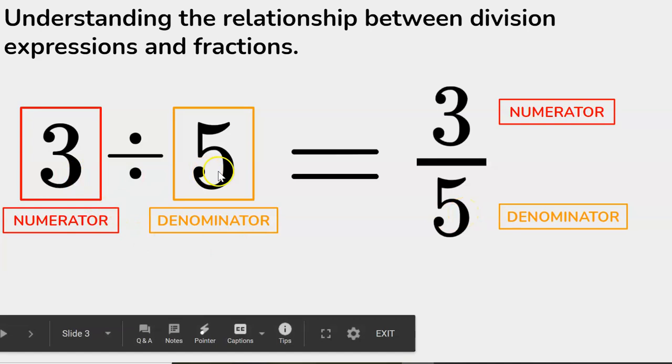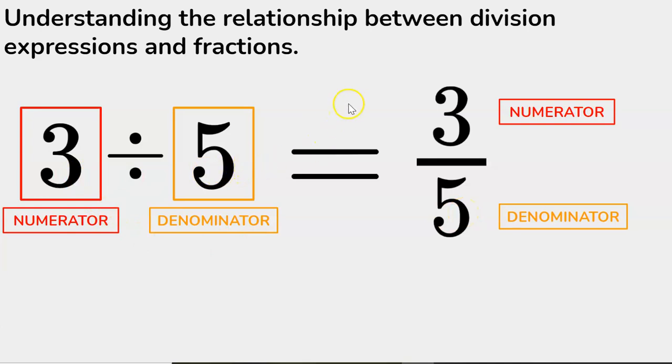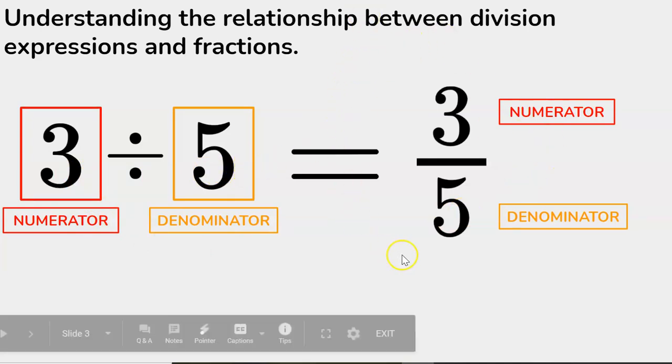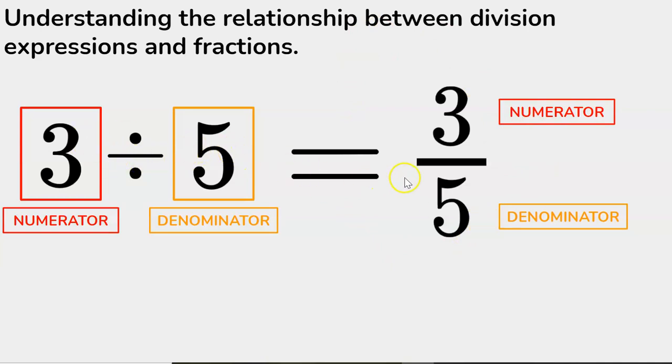So we know when we do 3 divided by 5, our answer is going to be less than 1 because 3 is smaller than 5. And we can see that right here because we have a fraction, 3/5. 3/5 is less than 1 because it is a fraction. It is a proper fraction.